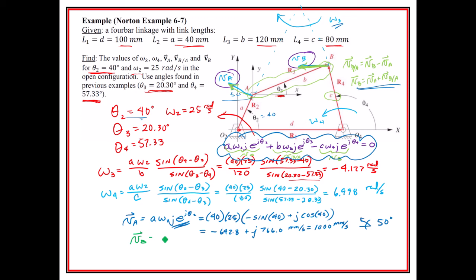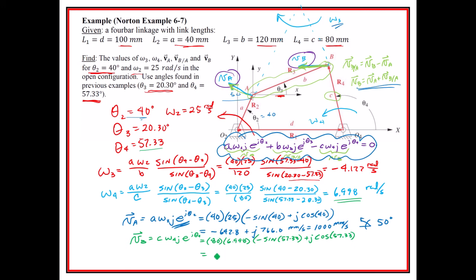VB is going to be equal to C omega 4 j e to the j theta 4. Or if we put values into this, that's going to be 80 times, and then, yes, we found up here the 6.998 for omega 4, and it's going to be times negative the sine of 57.33, plus j cosine of 57.33.